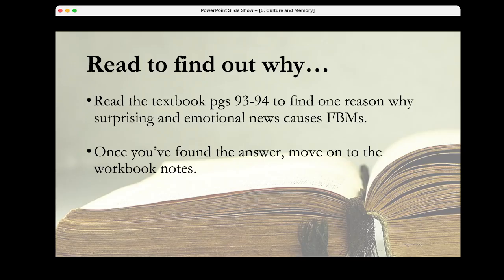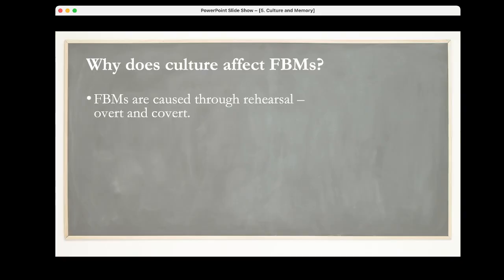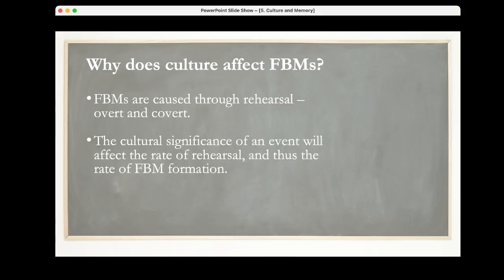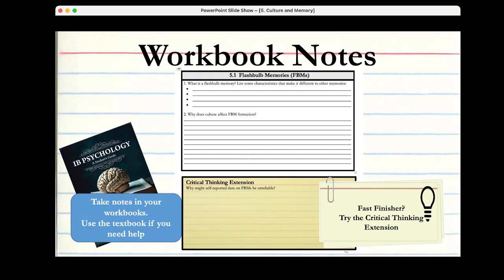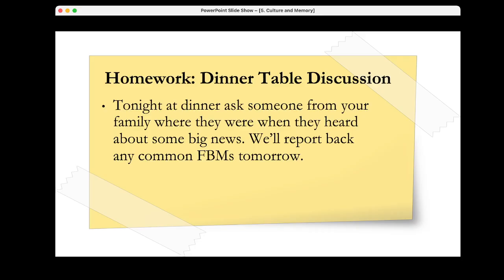Okay, and then here we can show them the textbook. They can read and find the answers and write the notes in their workbooks. And the simple answer to today's guiding question, why does culture affect FBMs? Because cultural significance of the event will change the rate of rehearsal. Pretty straightforward. And then that's where we get into tomorrow's lesson into more detail.